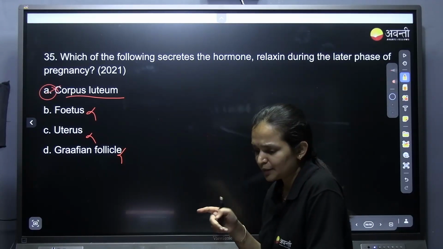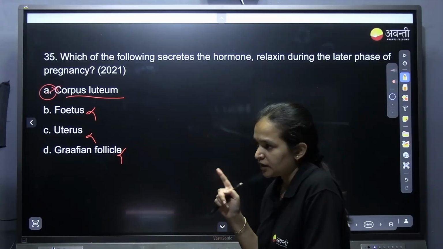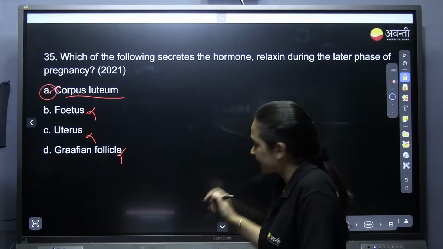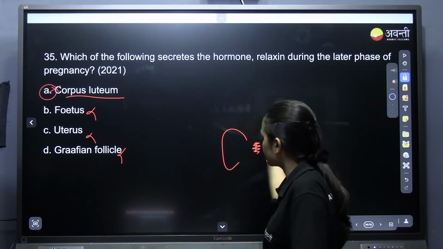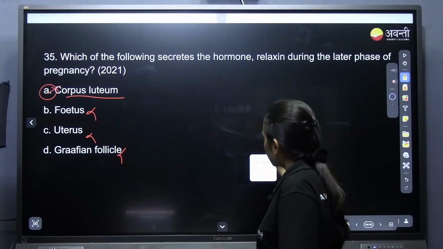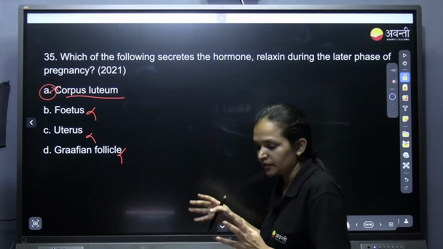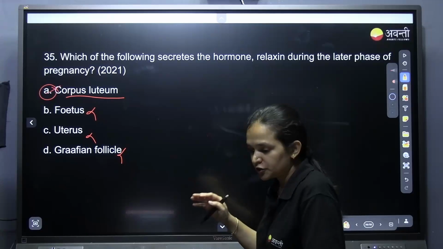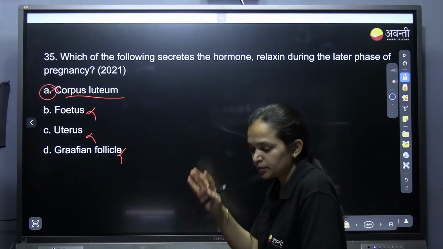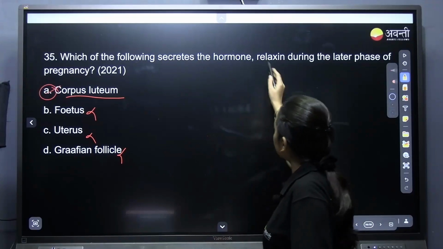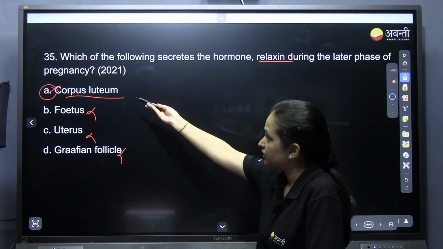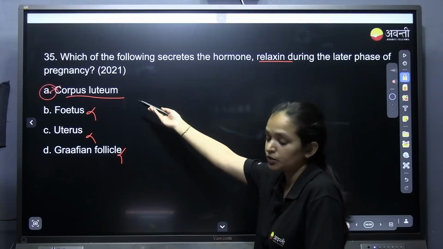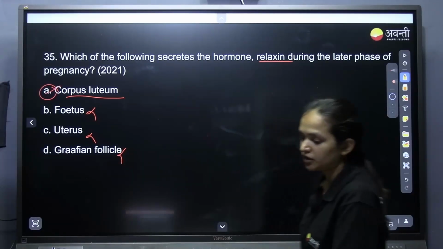So, you have learnt about this one. Pelvic symphysis. There is a connective tissue between this side and this side. There is a connective tissue between these two. So, that actually becomes flexible. In order to make everything flexible and relax, this relaxin is produced during the parturition. Understood? So, what releases relaxin is the corpus luteum.